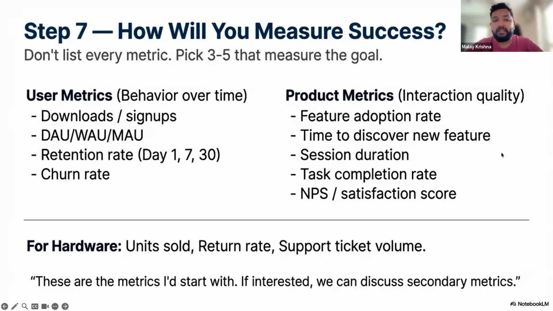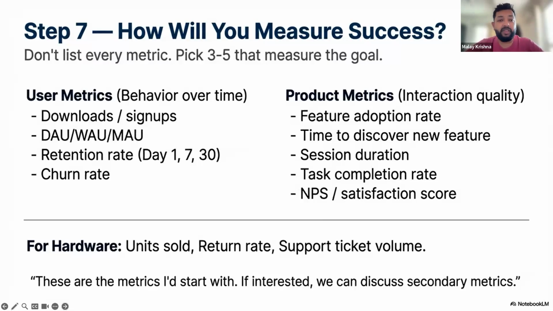Finally, define a success metric. So there are two categories of success metrics: user metrics, which are downloads, daily active users, weekly active users, monthly active users, retention rate, churn; product metrics, which is feature adoption, session duration, task completion, NPS, and all of that. Of course, we don't have enough time to go into detail of these. So if you want to catch up on these, you can check out the YouTube channel or program as well.